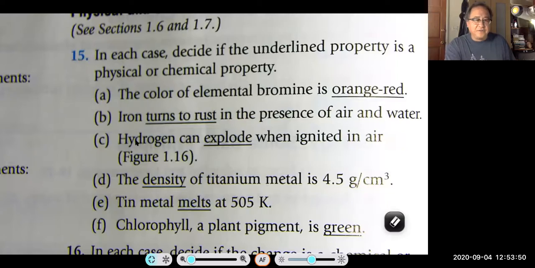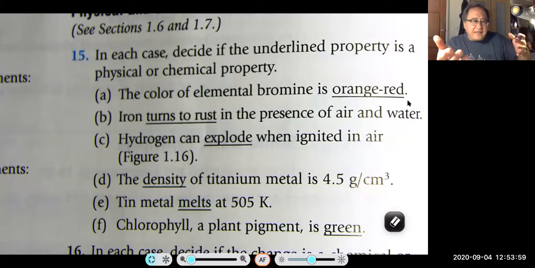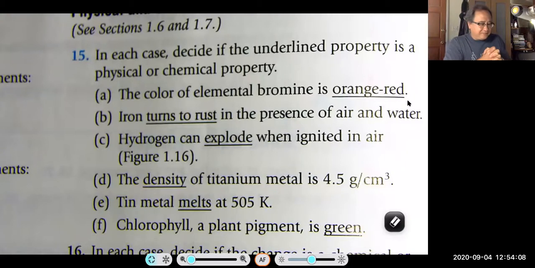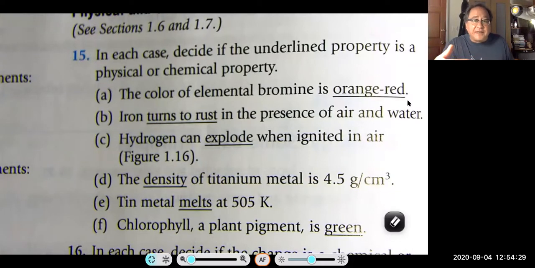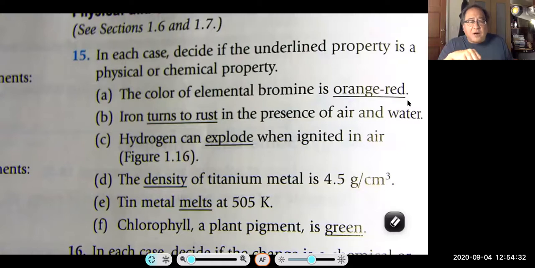Okay. So let's take a look here. Maybe you don't know the answer, so you don't want to even guess. That's fine. So what do we use as our rubric, if you will, for determining whether something is a chemical or physical property? Well, a good way to look at it is, is this a property you could determine without changing the stuff into something else? That's a good way to look at physical properties.